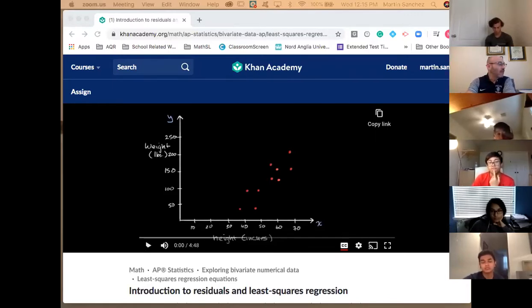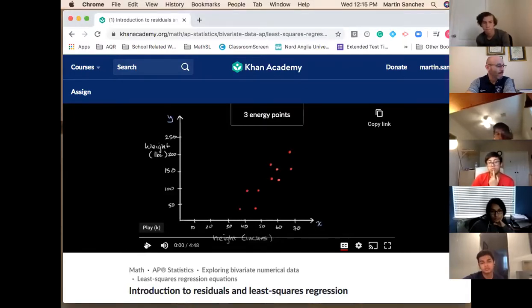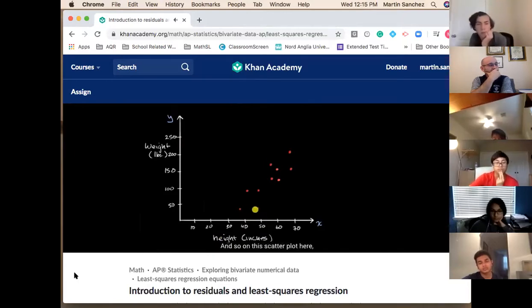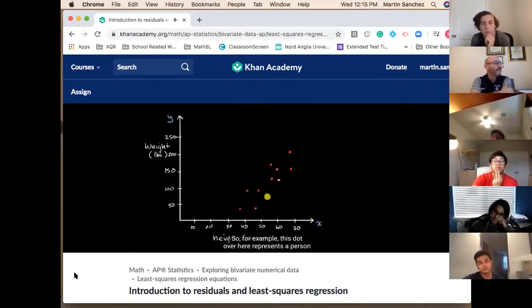And so this is kind of how this least square regression works. Okay. Let's say we're trying to understand the relationship between people's height and their weight. So what we do is we go to 10 different people and we measure each of their heights and each of their weights. And so on this scatter plot here, each dot represents a person. So for example, this dot over here represents a person whose height was 60 inches or 5 feet tall. So that's the point 60, comma, and whose weight, which we have on the y-axis, was 125 pounds.